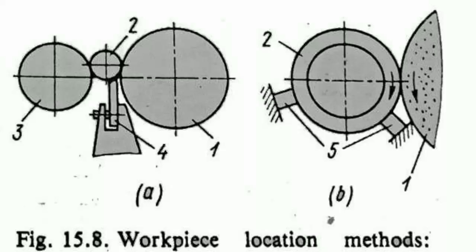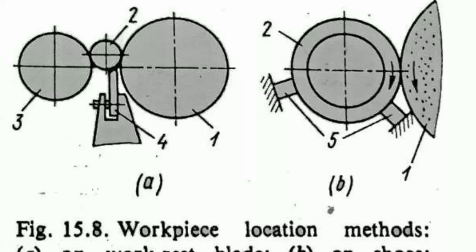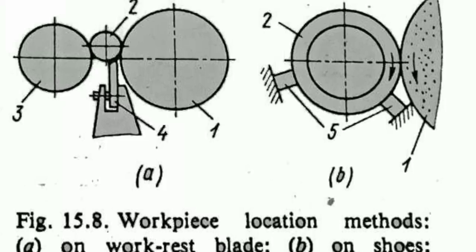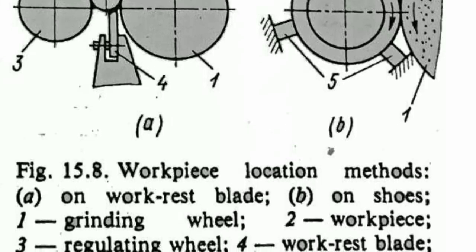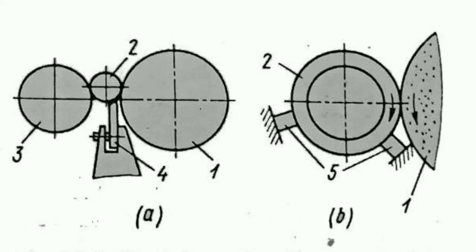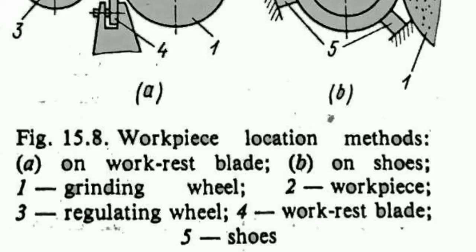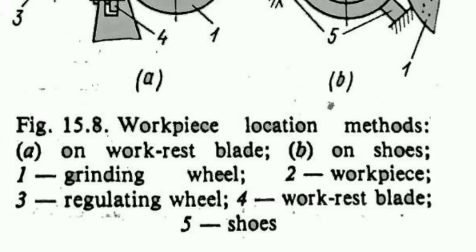And this is the figure of workpiece location methods. There are two methods: A, on work rest blade, and B, on shoes. And here is the numbering 1, 2, 3, 4, 5. Number 1 is the grinding wheel, number 2 the workpiece, number 3 the rectangular regulating wheel, number 4 the work rest blade, and number 5 the shoes.